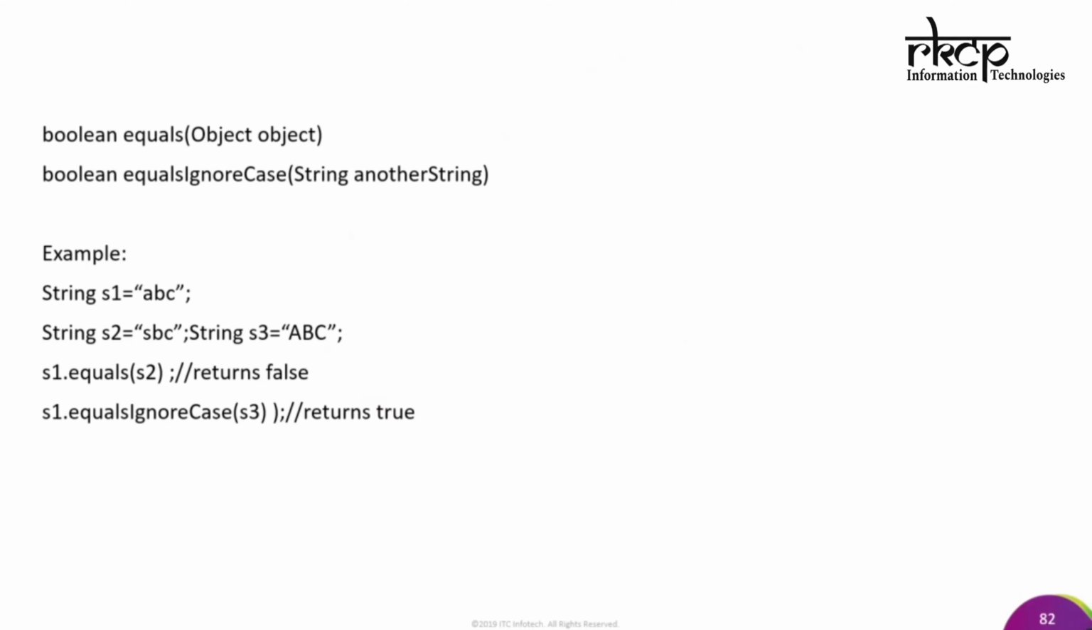Equals method always compares content. In this example, I have written string S1 equal to ABC, string S2 equal to SBC, and if I do the comparison, it will return false. But string S3 is ABC in capital letters. If I write S1 equals ignore case S3, it will return true.